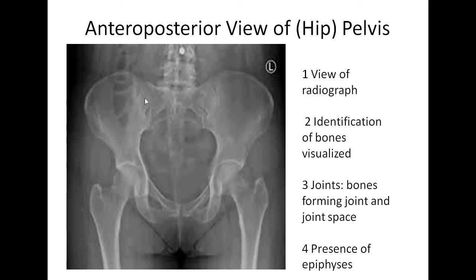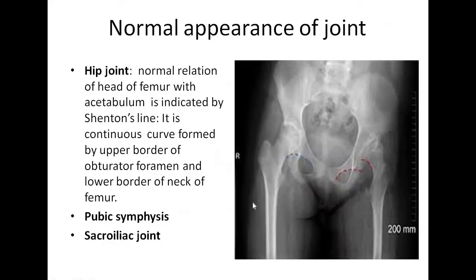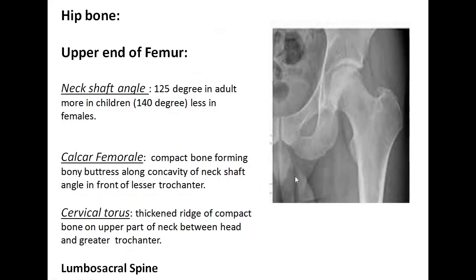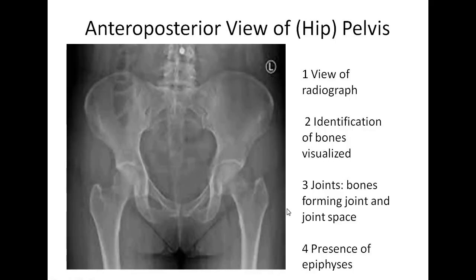In this we can see the hip bones, right and left hip bone formed by ilium, ischium and pubis. Acetabulum is formed by joining of these three bones. Then upper end of femur including head of femur, neck of femur, greater trochanter, lesser trochanter and the upper part of shaft of femur. We can see the sacrum as well as lower lumbar vertebrae.